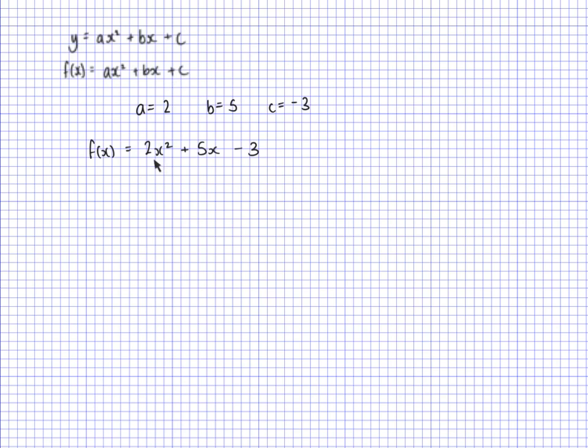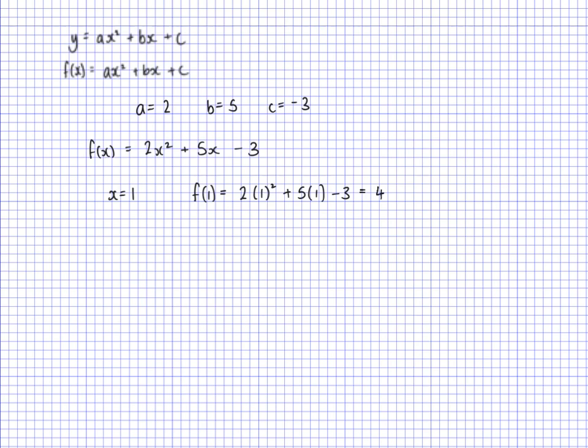Now, what I will do is I will show using some values for x, or values for my input, and get some output values. So let's use x equals 1. So when x equals 1, for my output I will have 2 times 1 squared plus 5 times 1 take away 3. Now 2 times 1 squared is 2, and 5 times 1 is 5, so that's 7. 7 take away 3 is 4. So this will be 4.